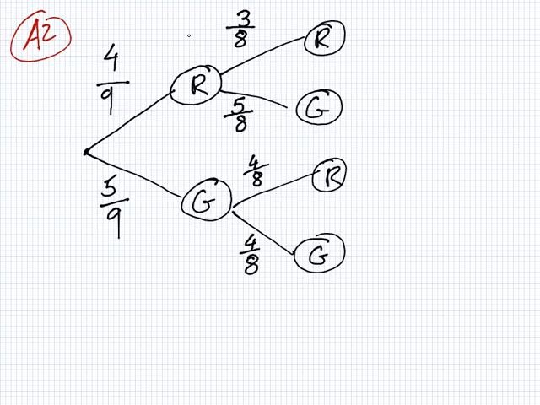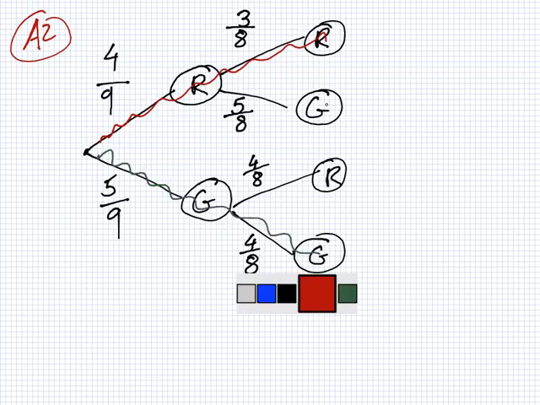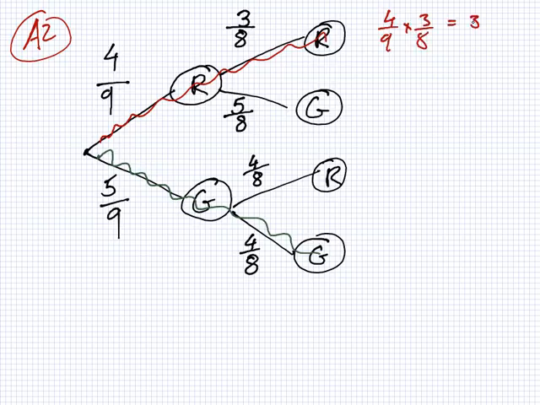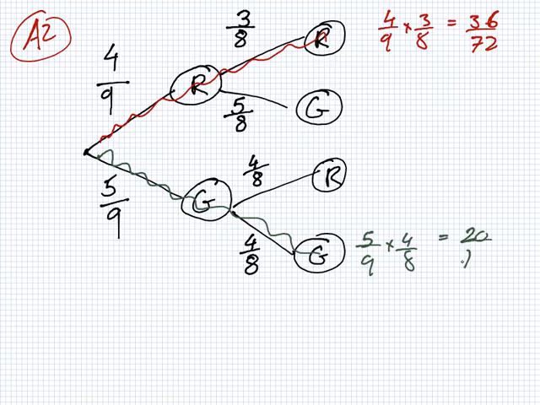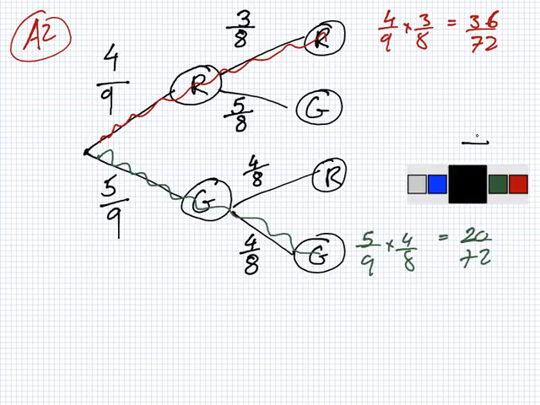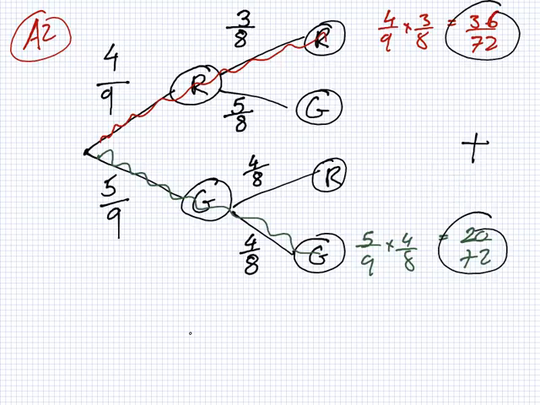1/2. Yeah. They want the probability of a red and a red or a green and a green, because they said the same color. So red and red would be 4/9 × 3/8, which is 36/72. A green and a green would be 5/9 × 4/8, which is 20/72. Add them together, I think you get 4/9, is it? No, 5/9, is it? Yeah. If you add both these answers together, you get 56/72, which is 4/9, or if you want that, 0.444.